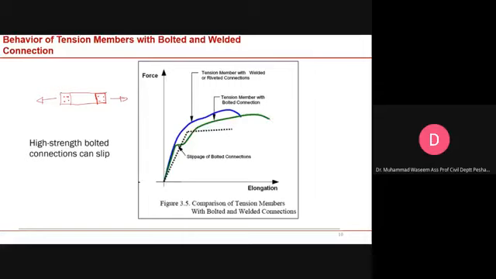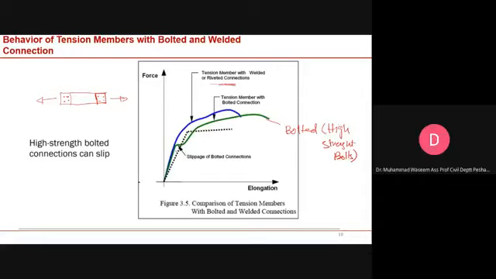The green line is representing the behavior of the tension member which is bolted with high strength bolts, and the blue line is representing the tension member with welded and riveted connection. So which performance is desirable, this one or this one? Bolted, sir, in this case.